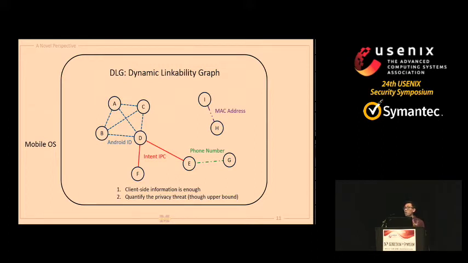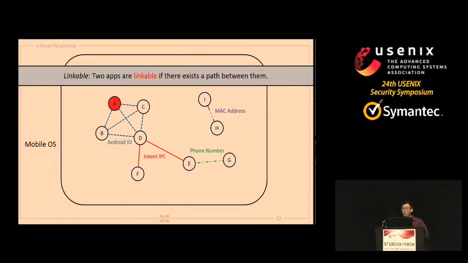So allow me to explain more about this DLG. We say two apps are linkable if there's a path between them. So here, apps A and F are linkable because there's a path from A through D to F. But apps A and H are not linkable because there is no such path. Based on this, we define the linking ratio of an app to be the number of apps it is linkable to divided by all applications. For app A, there are 6 apps linkable to it, and the number of all installed apps is 8. Therefore, the linking ratio of app A is 6/8, 0.75. This linking ratio ranges from 0 to 1, and the larger the linking ratio is, the more linkable this app is to other apps.